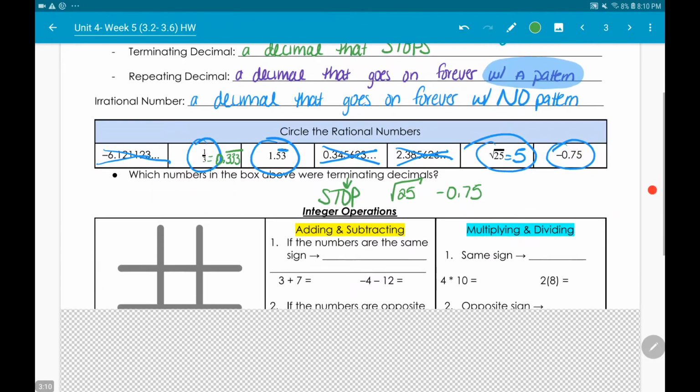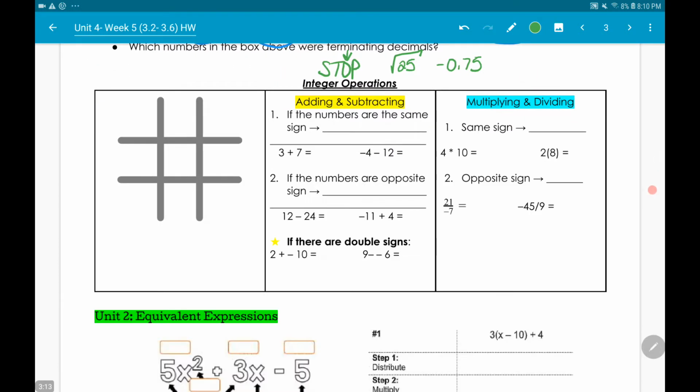All right, let's skip ahead a couple of months and go to integer operations. First step on this train is going to be our tic-tac-toe board. Let's go ahead and fill that in. All right, and how did we use that tic-tac-toe board? When we were adding and subtracting, if the numbers were the same side, we just add them and then keep the sign. So like the first one, 3 plus 7, they're both positive, so I'm going to add them and get 10. And because they're positive, 10 stays positive. You guys try the one next to it.